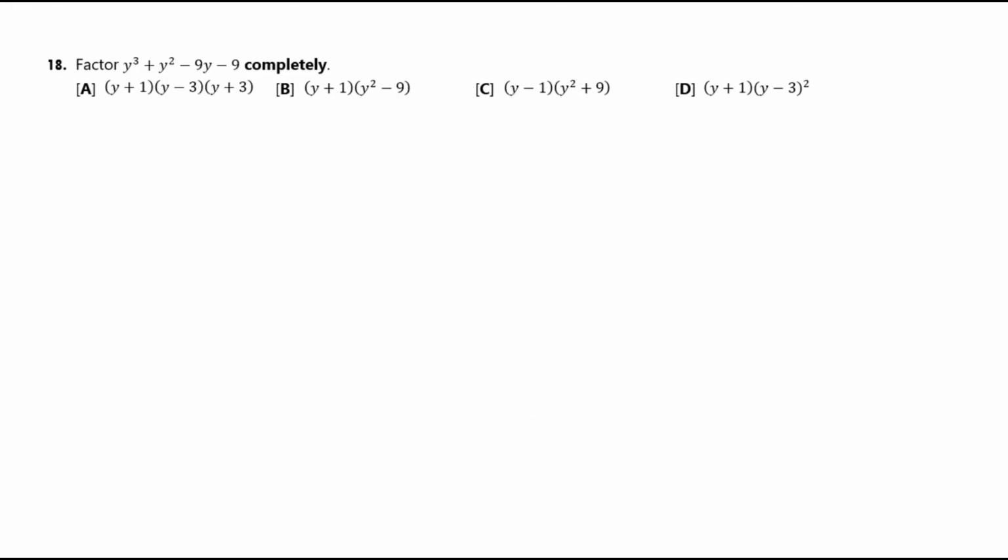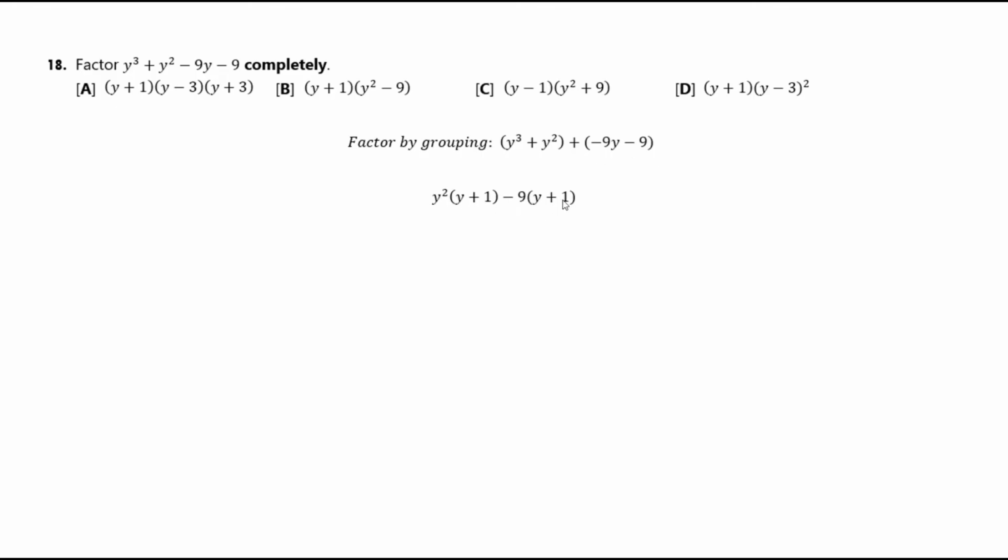All right, so now for number 18, we want to factor again completely. So again, we're trying to review the factoring stuff. So this is a factoring by grouping problem. So you're going to group or put parentheses around the first half and second half. Then you're going to pull out from each group. So from the first group, you can pull out a y squared. From the second group, you can pull out a negative 9. When we pull out a y squared, it gives us y plus 1. And then when we pull out a negative 9, we get y plus 1 on the inside.